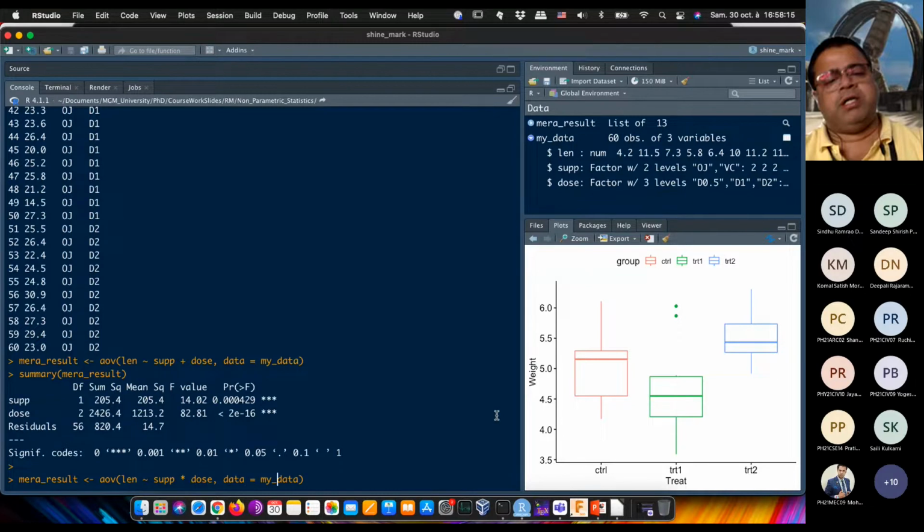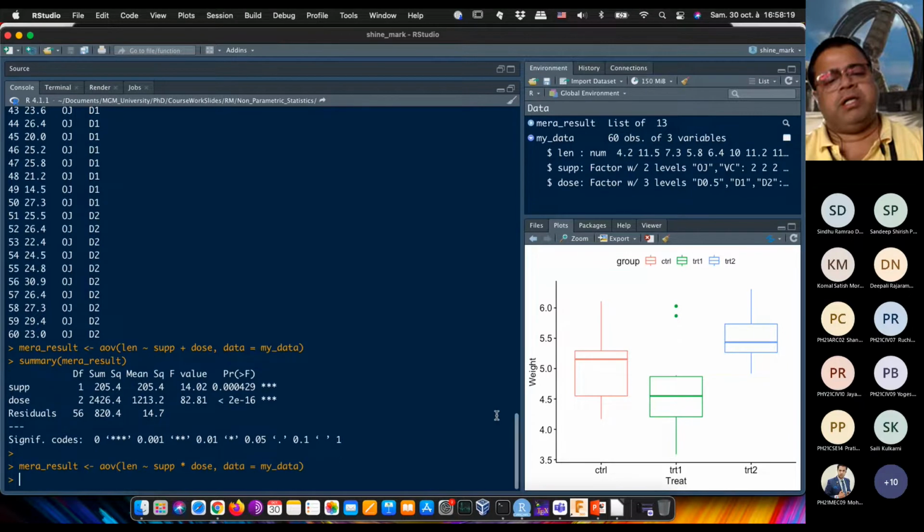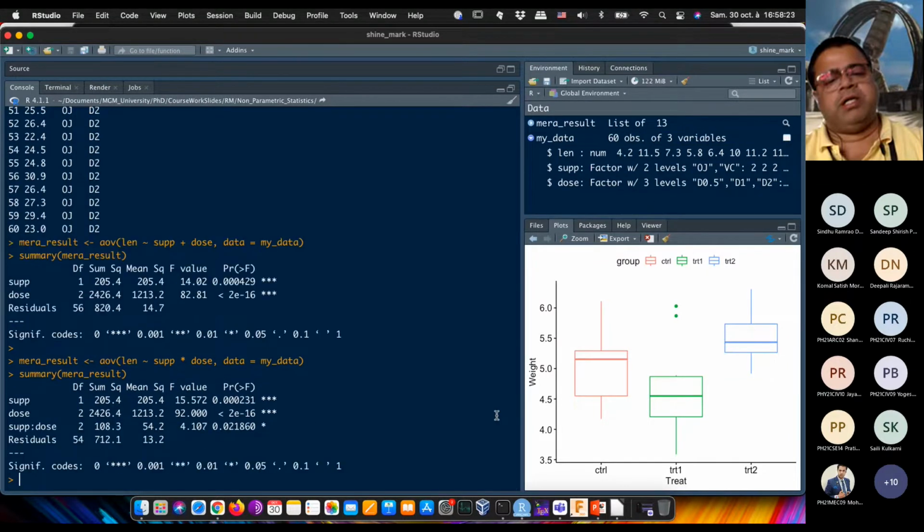Star किया, that means I am going to study the interaction also. If I do that, again I'll just do the summary and look how it is happening. It has given me the fact that for supplement p value is 0.002. कम है कि ज्यादा है? कम है. That means supplement is significant. Dosage 10 to the power -16, 2 into 10 to the power -16 कम है कि ज्यादा है? कम है. That means this is significant.